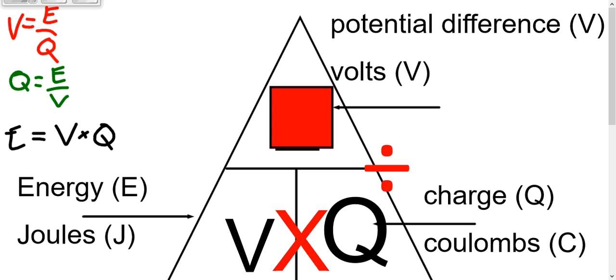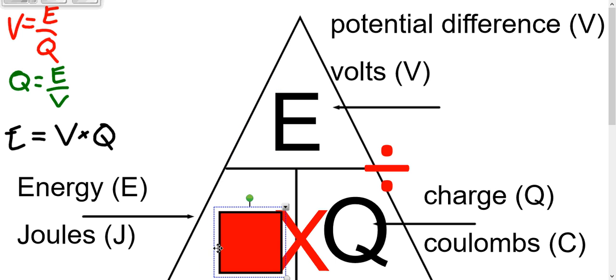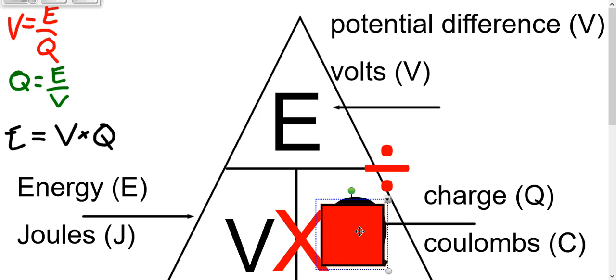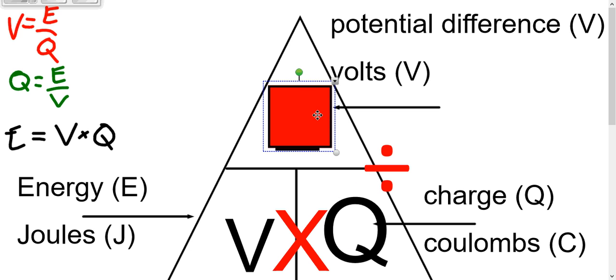So again, here's our math triangle. If we're trying to solve for V, we cover it up with our thumb. We're left with E divided by Q. If we're trying to solve for Q, we cover it up. We're left with E divided by V. And if we're trying to solve for E, cover it up, and V and Q are beside each other, so we would multiply.